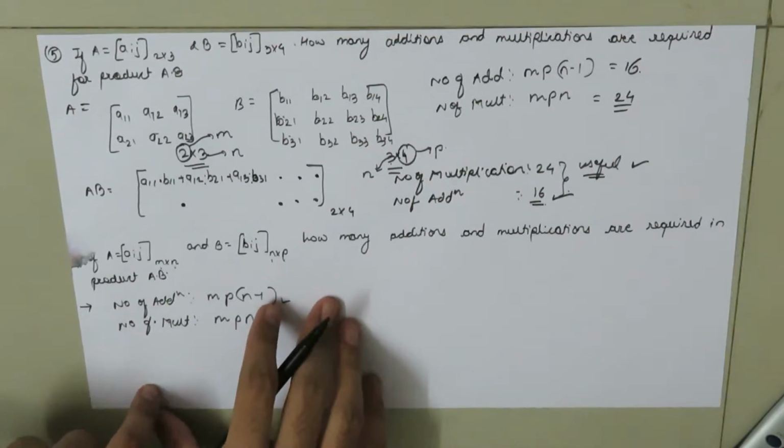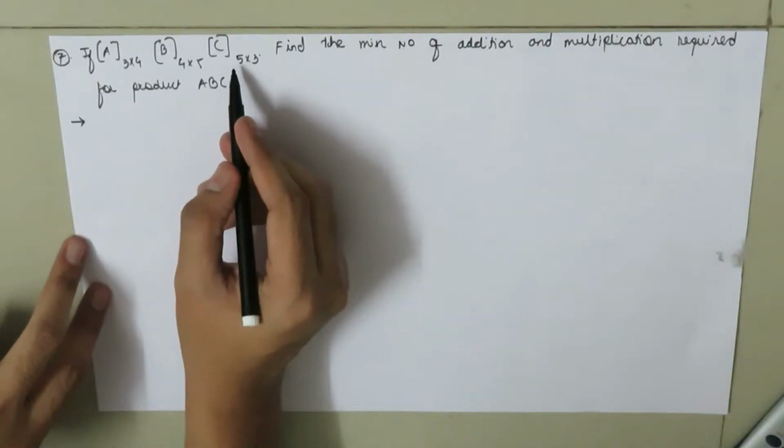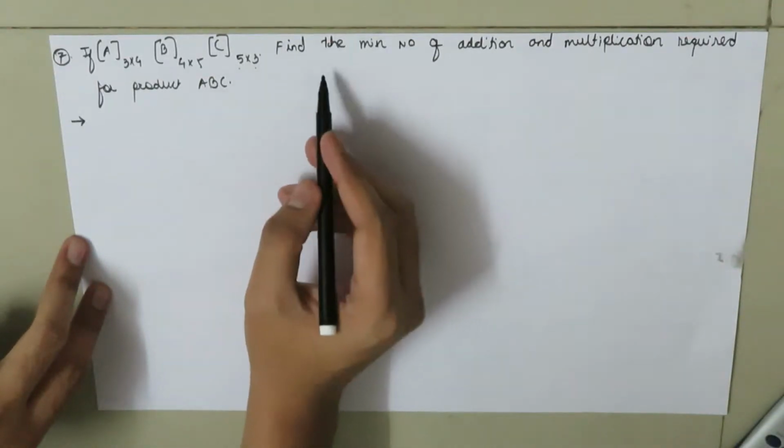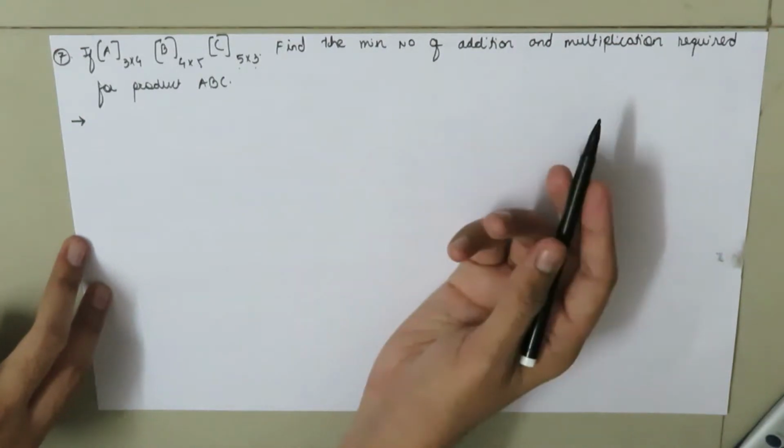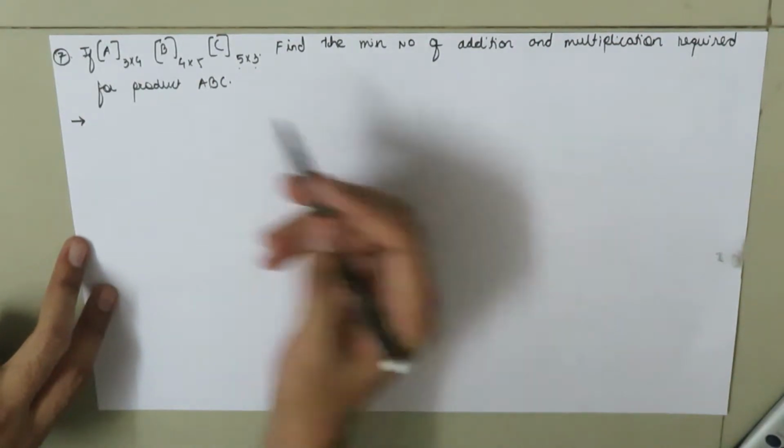So let's take another example. Our next example is a little bit complicated, but we can make use of the technique and solve it. If A is the matrix which has 3 rows and 4 columns, and B is the matrix which has 4 rows and 5 columns, and C is the matrix which has 5 rows and 3 columns, find the minimum number of additions and multiplications required for the product ABC.